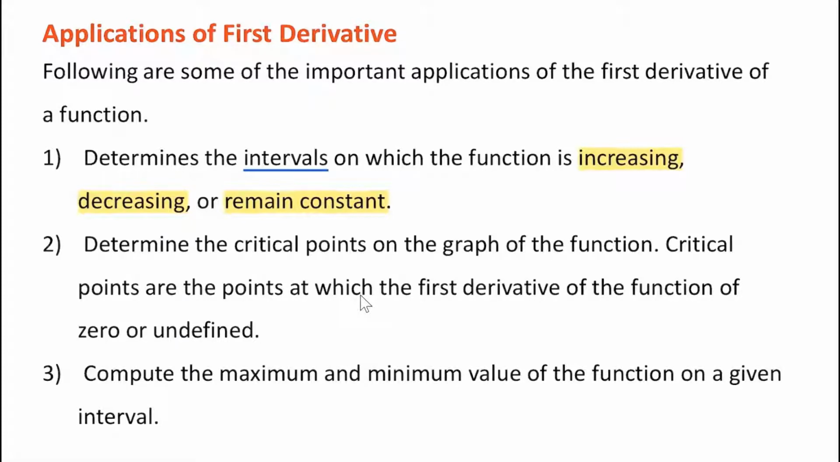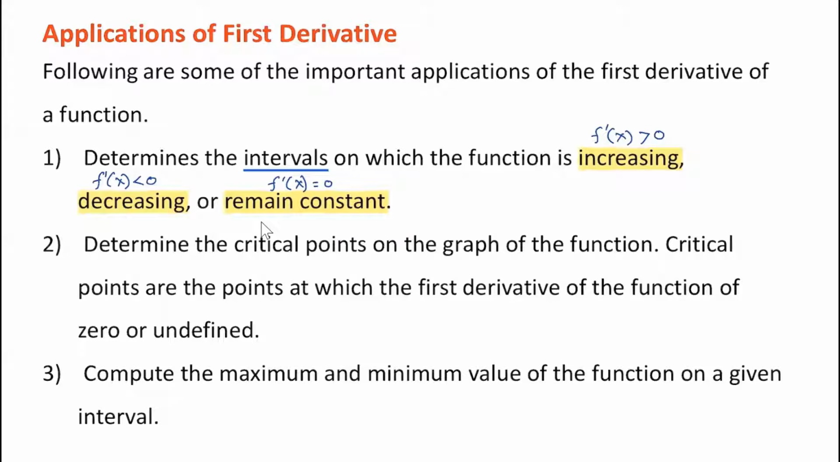The function will be increasing if the first derivative is positive, greater than 0. If the first derivative is negative, the function is decreasing. And the function will remain constant if the first derivative is equal to 0. So we use the first derivative to determine whether the function is increasing, decreasing, or it will remain constant on a given interval.